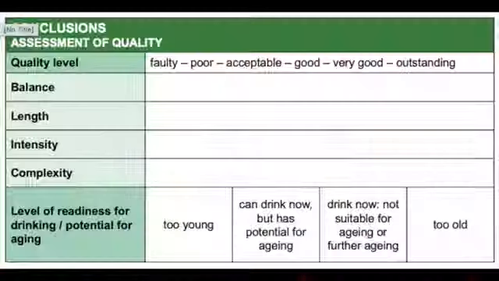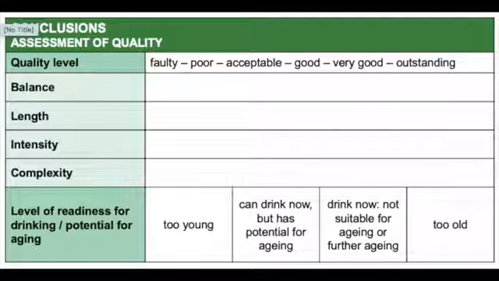Okay, now we've looked at the appearance, the nose, the palate, we can start to draw some conclusions about the wine. We can assess its level of quality, we can assess its readiness for drinking. So appearance, nose and palate deals with style. That helps us assess the style of the wine. Drawing conclusions by using that information, that evidence that we got on the nose and on the palate, we can then start to draw a conclusion about its quality and about its readiness for drinking.